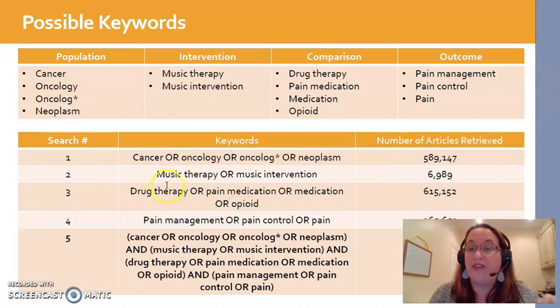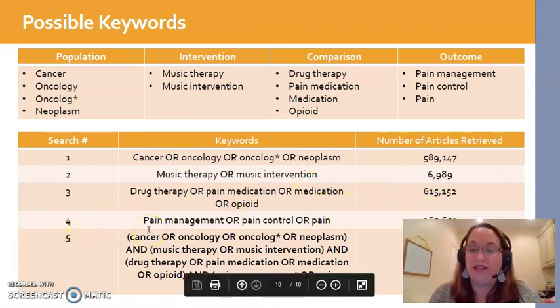So then I searched my intervention alone, music therapy or music intervention, and got almost 7,000 hits. Same thing, my third search was on my comparators. So all those words that I brainstormed, I linked together with OR, and I got a lot, 615,000 plus. My fourth search was my outcome words linked together with OR, the Boolean operator, and I got 265,000 plus. My last search was linking them all together, and this is where you're going to hit bingo.